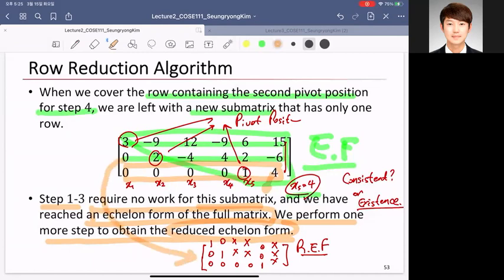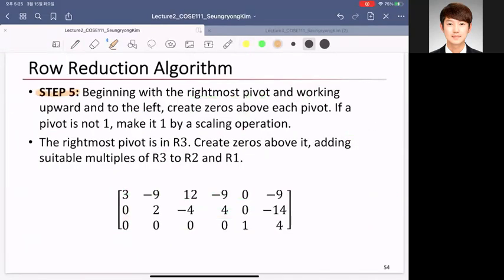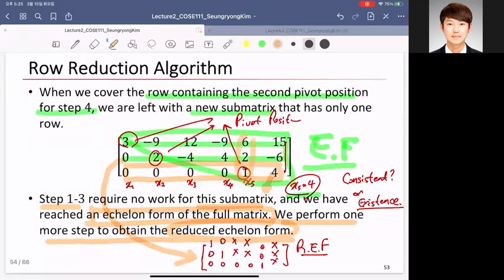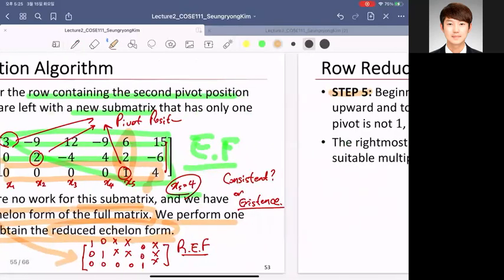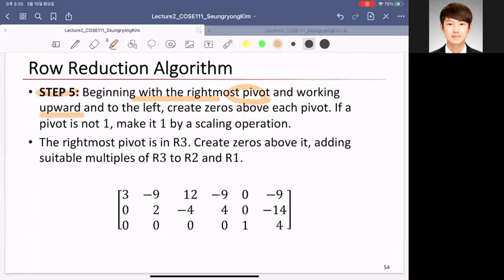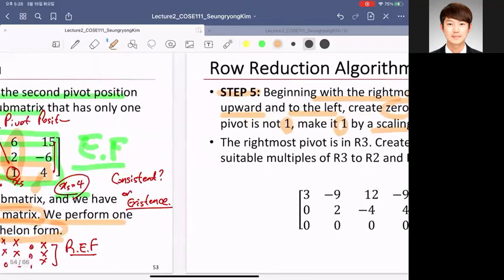So let's do further from here to here by row operation, elementary row operation. So this is step 4. Beginning with the rightmost pivot, in this case here, working upward and to the left, create the zeros above each pivot. If the pivot is not 1, make it 1 by scaling operation, because this is the definition of the REF form. Whole pivot positions should have value 1, right? So let's do that.